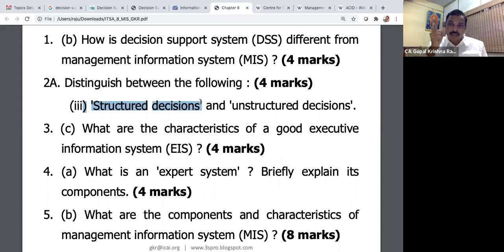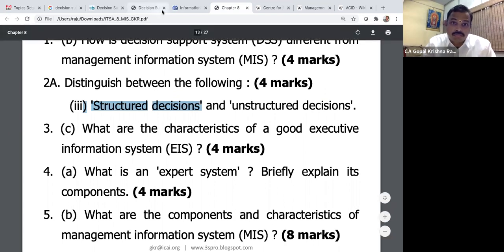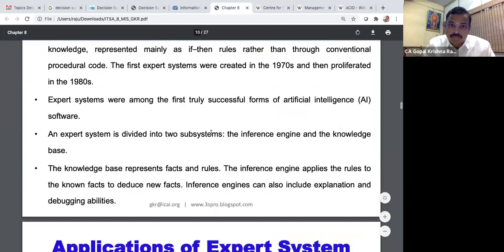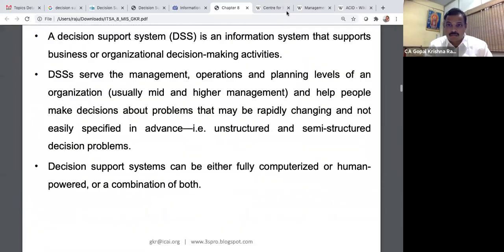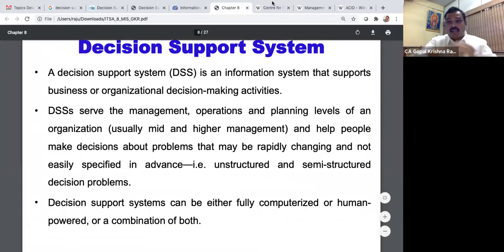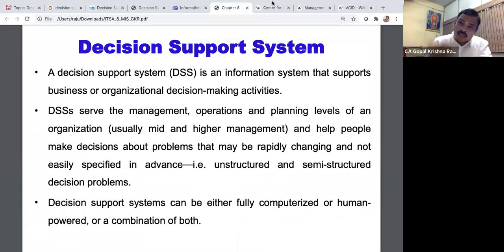Okay, good. But unstructured decisions come to decision support systems, DSS. This is unstructured. This is also middle management. Now, what is the fundamental difference between MIS and DSS? I'll give an example, guys.